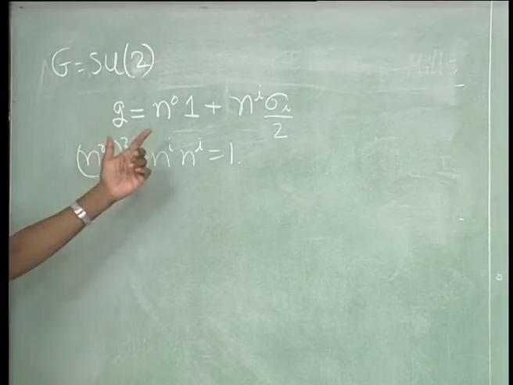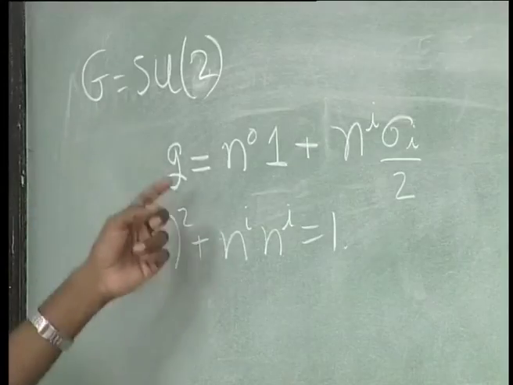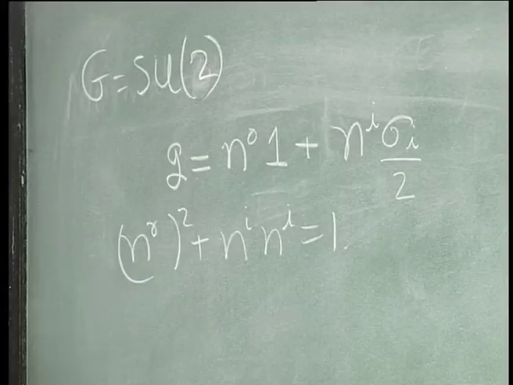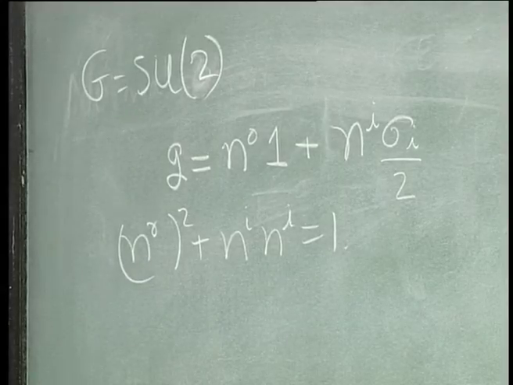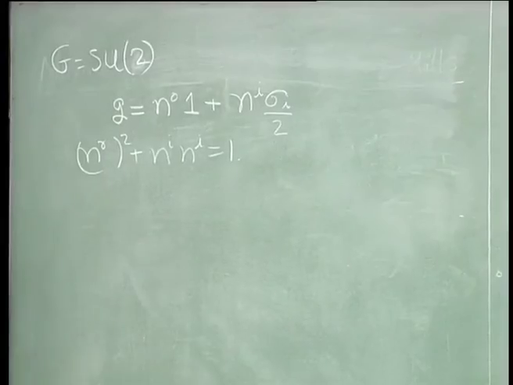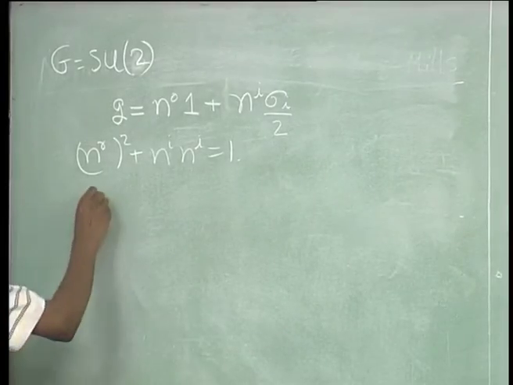Actually it is very easy to check. You just say that this is unitary, so you take U dagger and check. If it is identity, this should be the condition for that. Should I check it? Yes, let me do that.